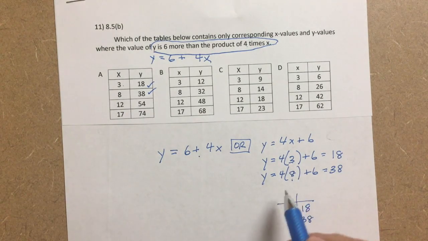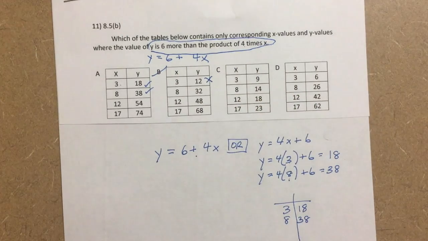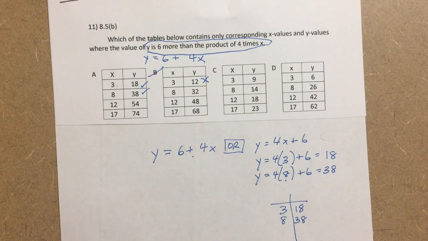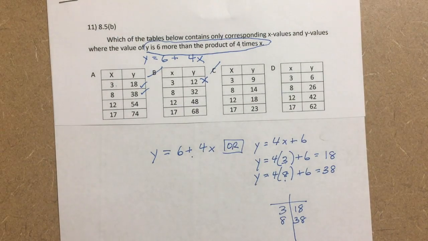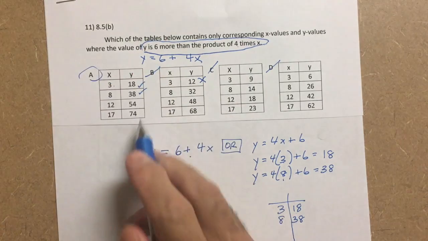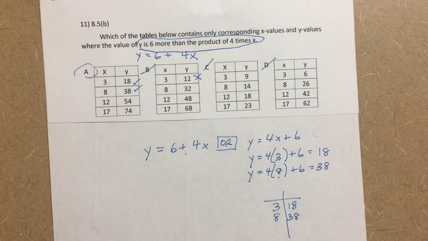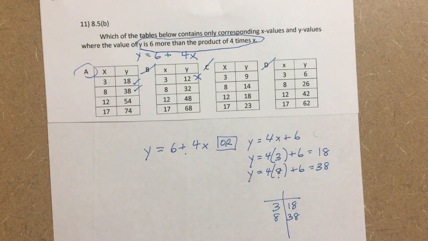Table B says 3 is 12. Well, I know that's incorrect, so B is incorrect. Table C says 3 is 9. Nope, 3 is 18. So C is incorrect. And Table D says 3 is 6. Nope, 3 is 18. So D is incorrect. I could check all the values for A. You could also use your calculator once you have the equation and look at the table to see if the values are correct for A.